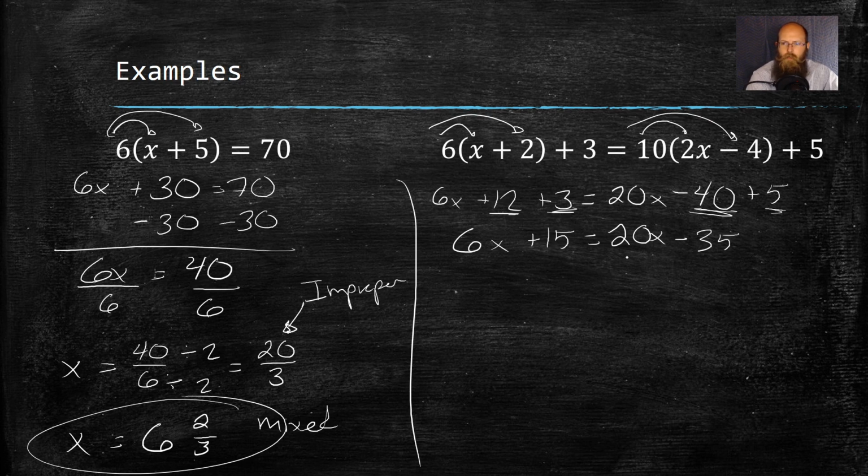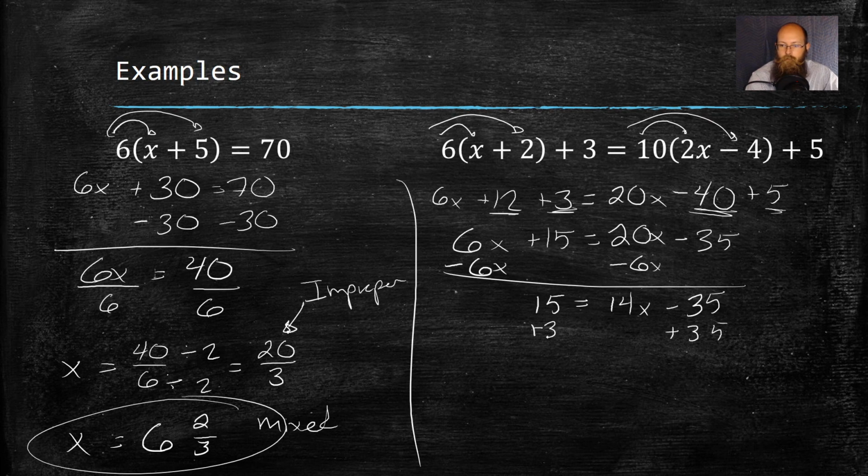Now I want to take my x's over to wherever I have the most number of x's. And in this case, that's the 20x on my right. So I'm going to subtract 6x's. So on the left, I have 15 equals, and that's 14x minus 35. So now I have to add 35 over. And that gets me 50 equaling 14x.